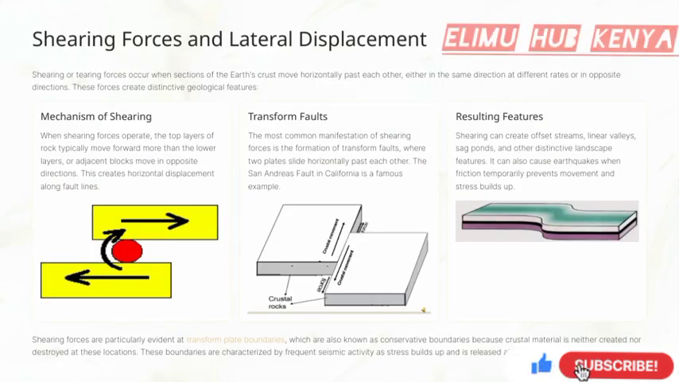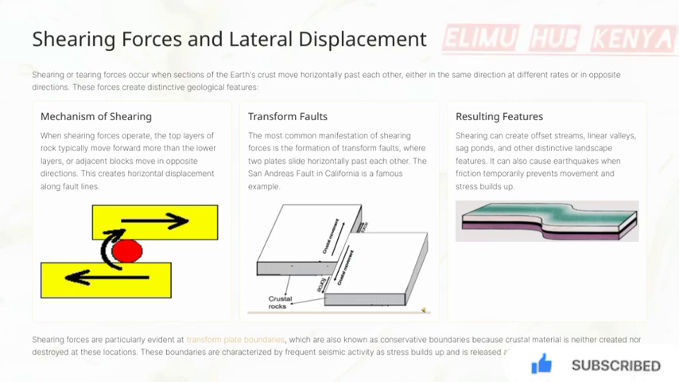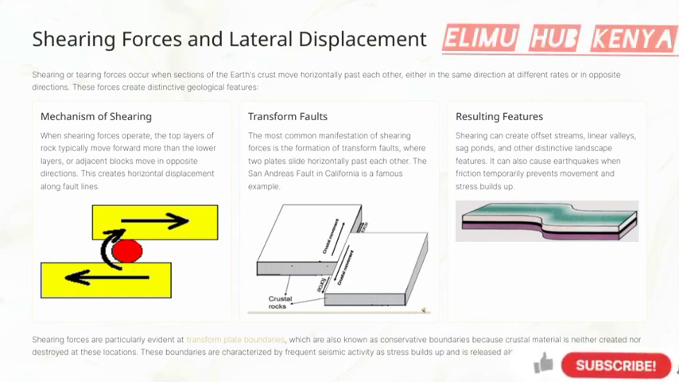Let's talk about shearing forces and how they cause lateral displacement in the Earth's crust. Shearing or tearing forces happen when sections of the crust slide past each other horizontally. This can occur when they move in the same direction, but at different speeds, or in opposite directions altogether.